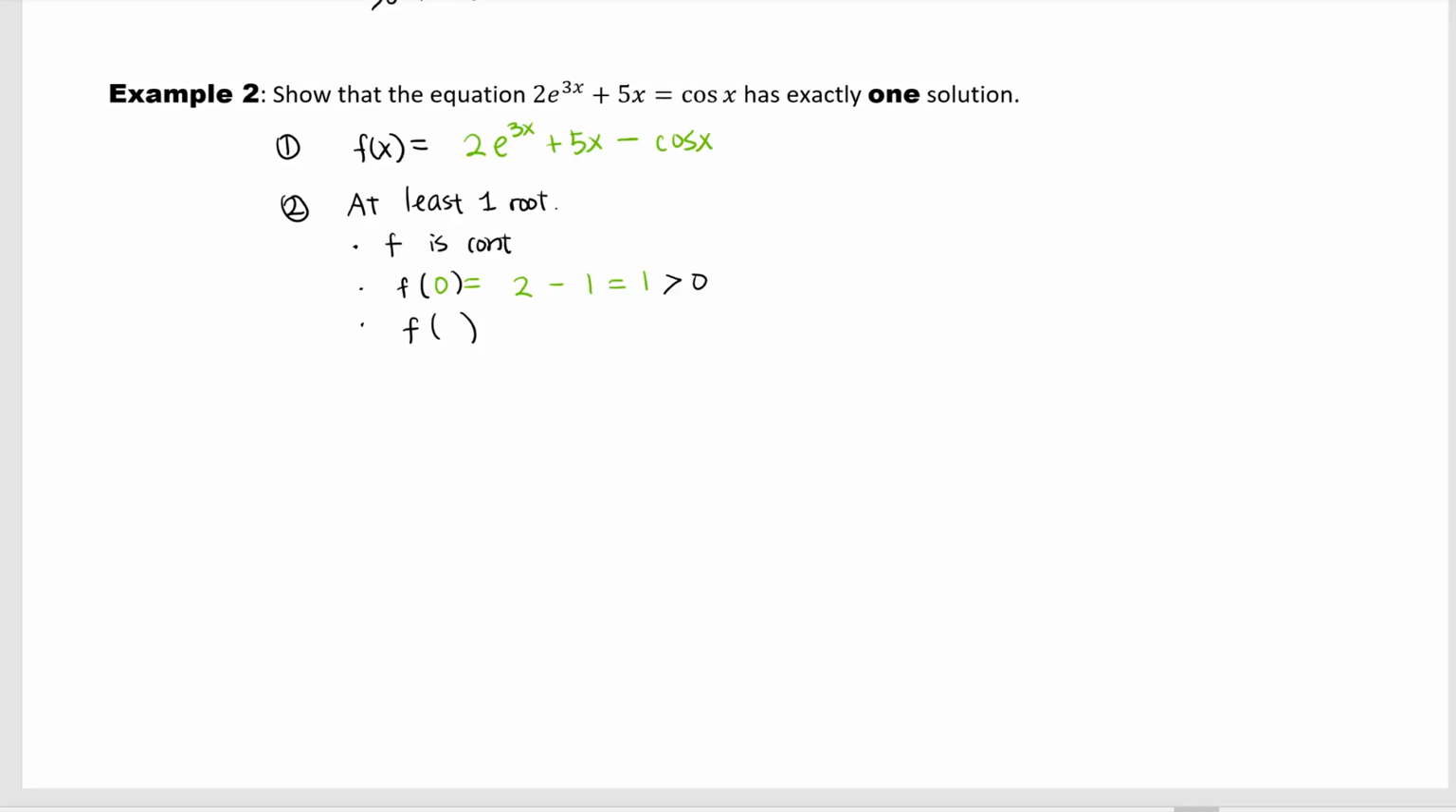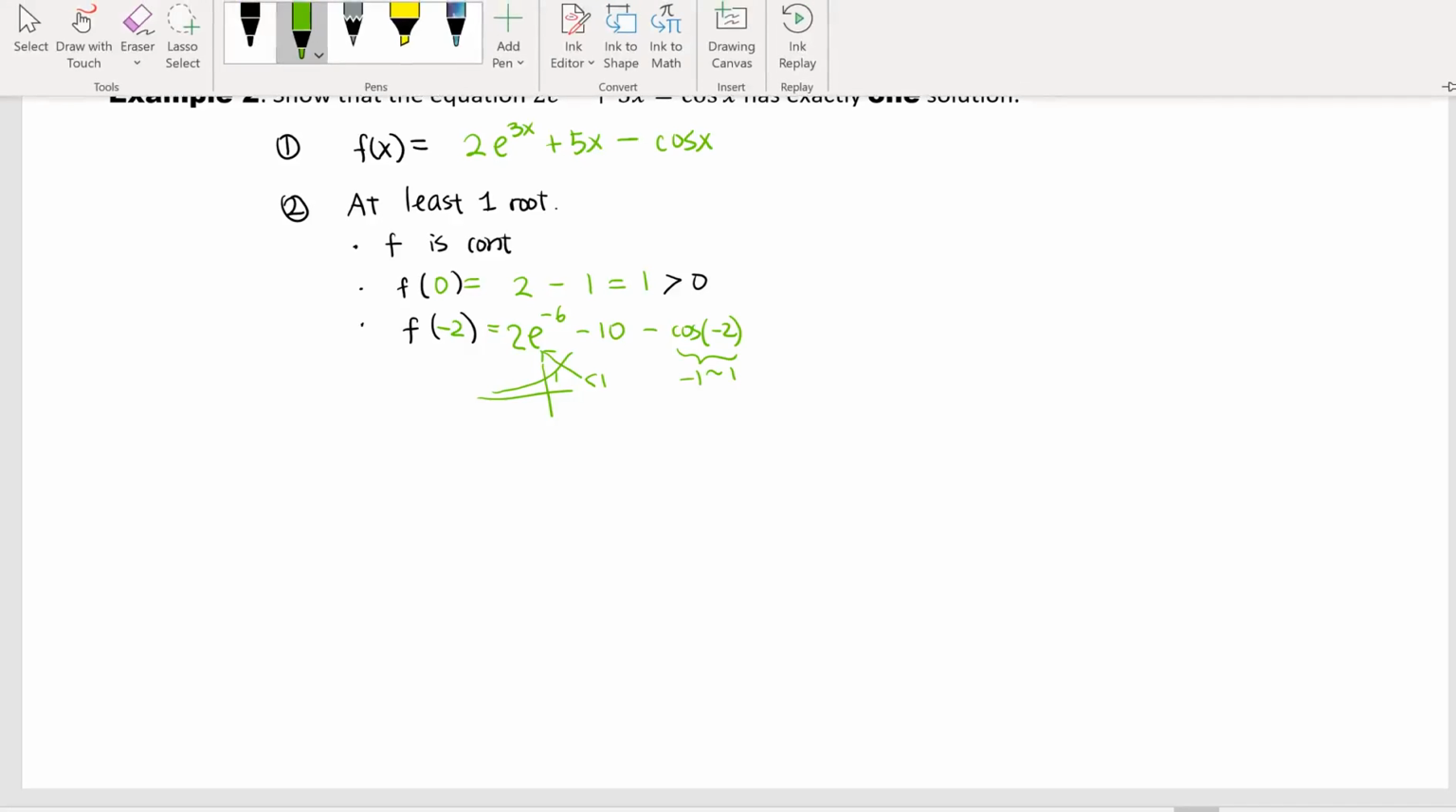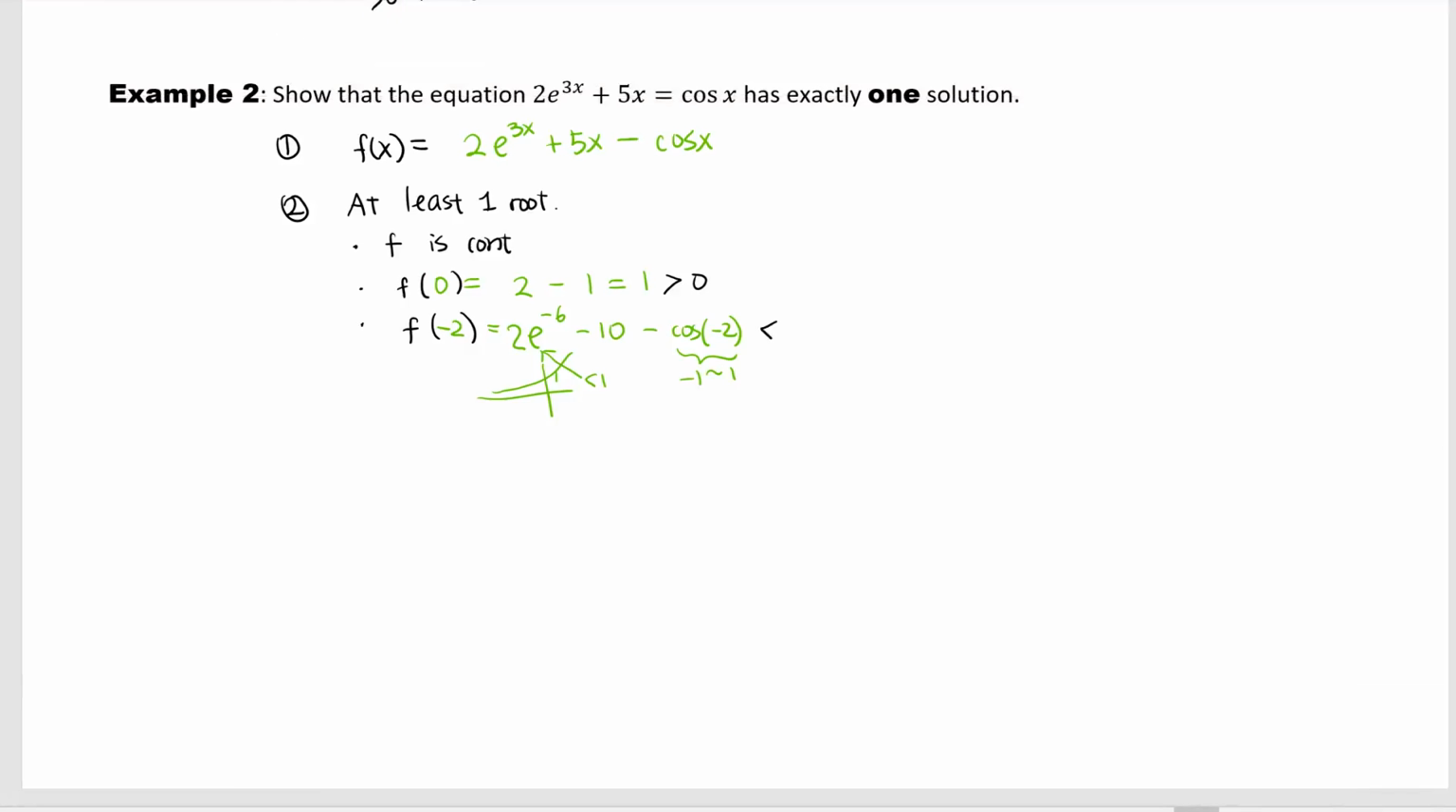So when we plug in minus 2, we get 2 e to the 3 times minus 2, which is negative 6, minus 2 times 5, which is minus 10, minus cosine of negative 2. But cosine is always bounded between minus 1 and 1, so this is small. And the exponential function, when the exponent is negative, is less than 1. So this must be negative. You can also put this in your calculator and you will see the answer is negative. Good, so we have verified all the hypotheses of the intermediate value theorem.